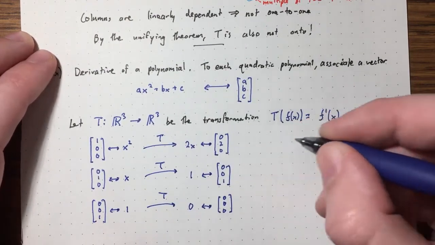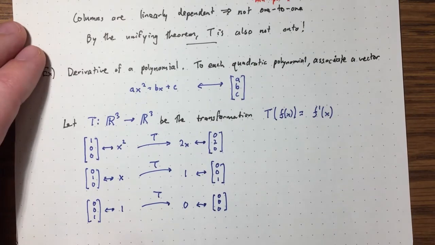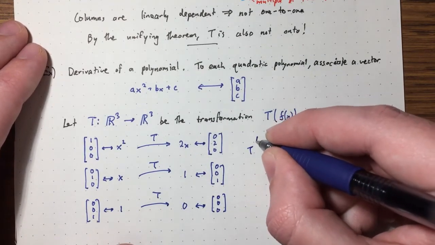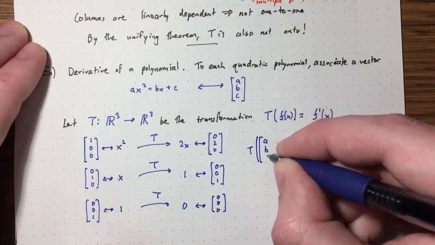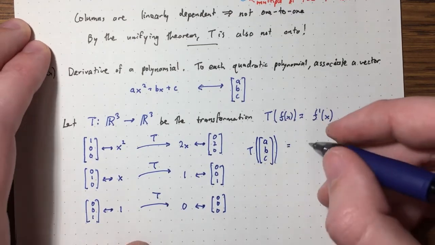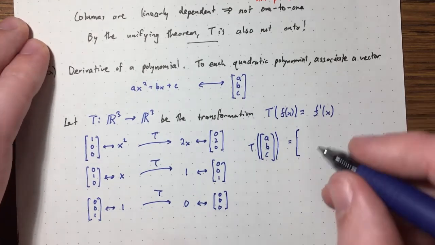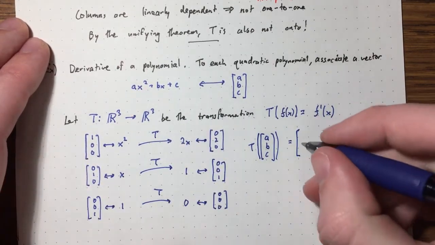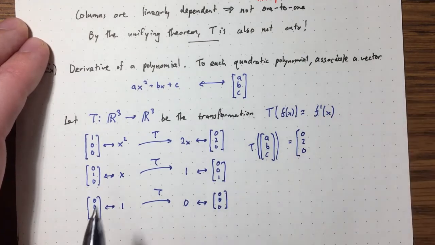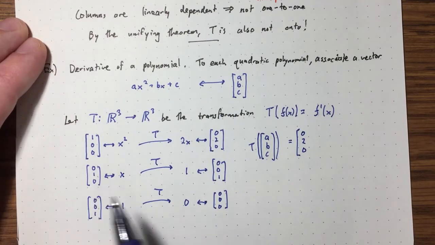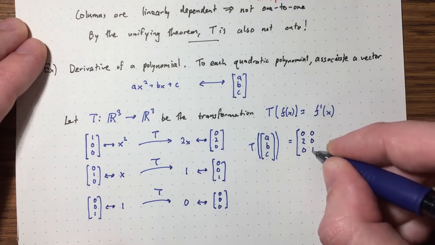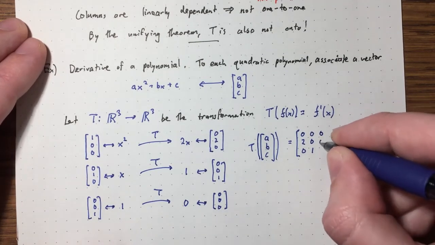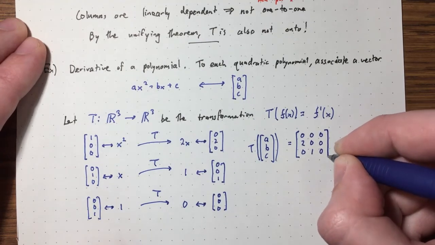So T is given by multiplication by the matrix. So let's say T of A, B, C. What's it going to be? So I put in my first column the image of 1, 0, 0, which is 0, 2, 0. And I put in my second column the image of 0, 1, 0, which is 0, 0, 1. And I put in my third column the image of 0, 0, 1, which is 0, 0, 0.